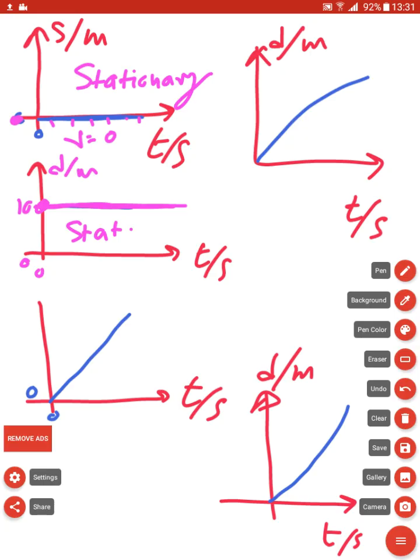Let's say you go to school and the bus is parked outside and the bus stays at its position. So the bus moves 10 meters at the beginning, let's say, and it stays there. So it's another type of stationary object.